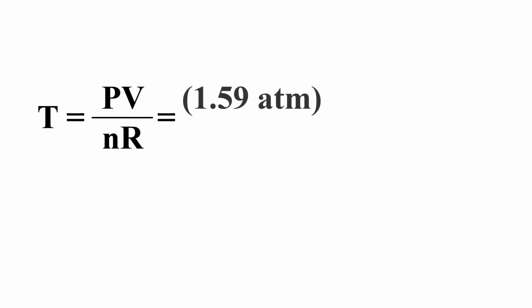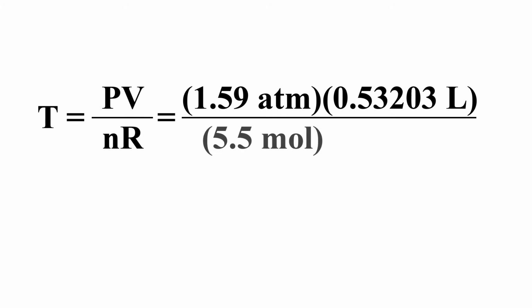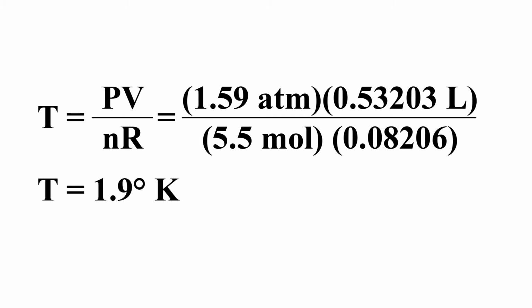We can rearrange the ideal gas equation to solve for the unknown. Temperature equals pressure times volume divided by number of moles and the gas constant, which means that 1.59 atm times 0.53203 liters divided by 5.5 moles times 0.08206 atm times liters divided by moles times Kelvin equals 1.9 degrees Kelvin.